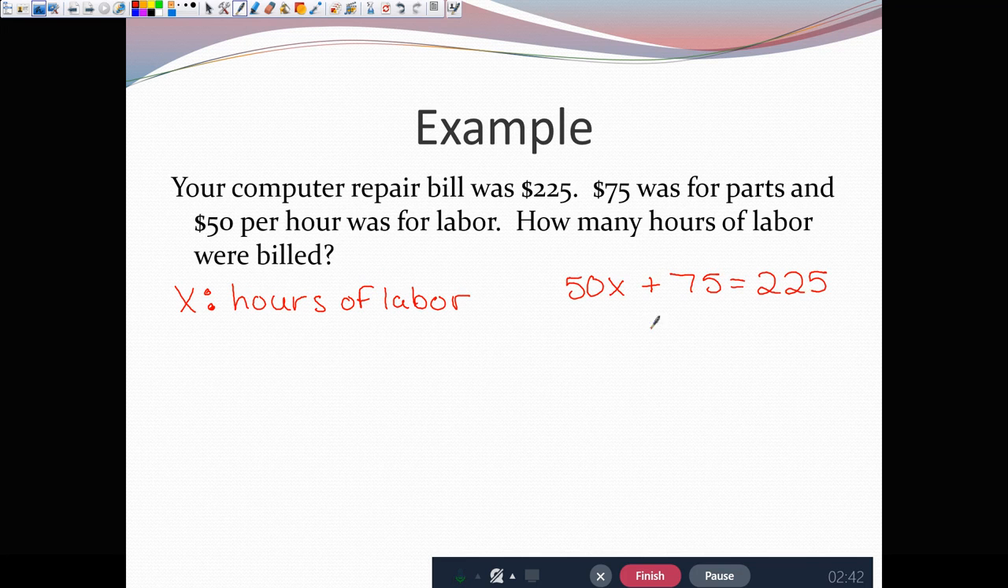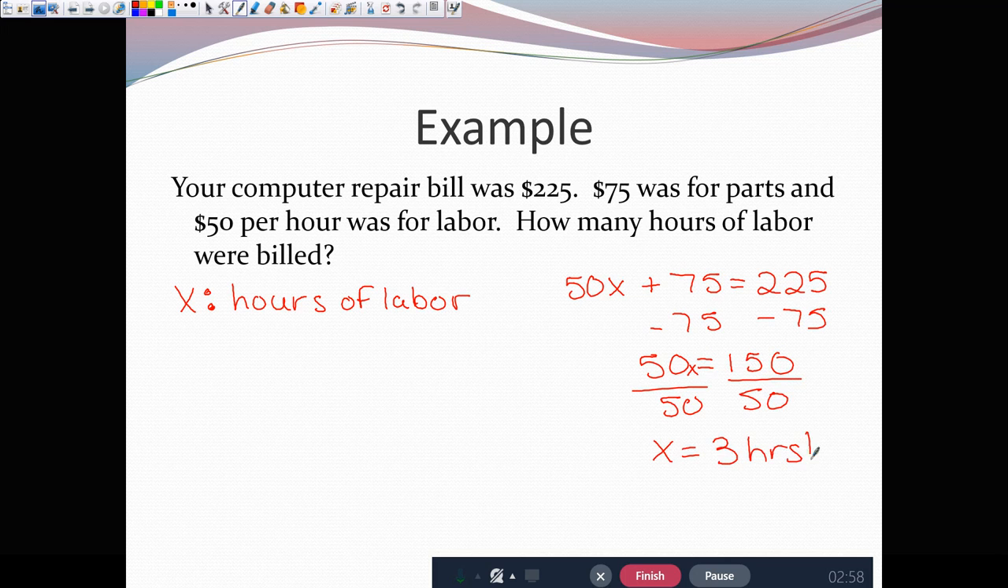Now we're going to follow our steps of solving. So I'm going to subtract my constant from both sides. So 50x is going to equal 150. Then I'm going to divide by 50. So x is going to equal 3 hours. And then that would be my answer. I'm not looking for more than one variable, so I don't have to substitute anything in. You should be writing this down.